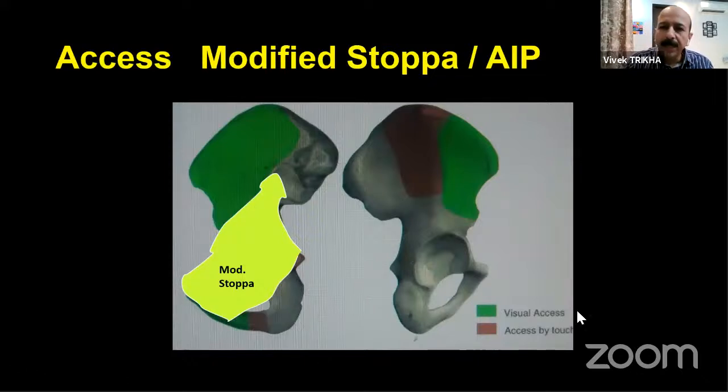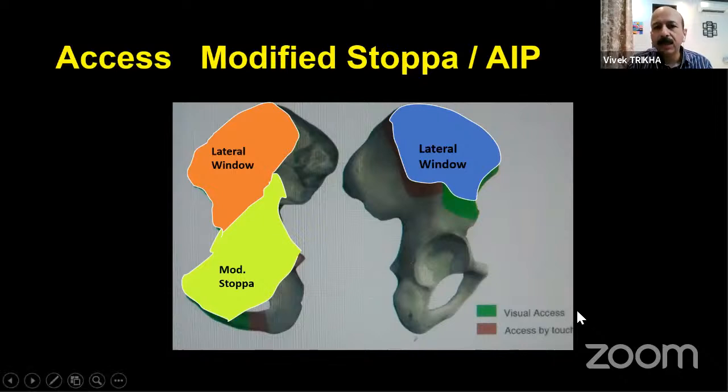And once you combine this with the lateral window, in fact, you get the entire exposure from the SI joint till the symphysis. So it gives you a complete exposure for the anterior approaches and all the four things which I told you. And you can get exposure for fixation also, and you can expose and fix them.